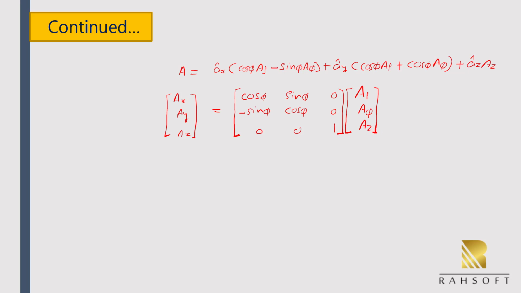So this is the transformation from cylindrical to Cartesian coordinate system, and this is the simplified way you can transform easily. So in the next section I will show you the transformation between Cartesian and spherical coordinate system.